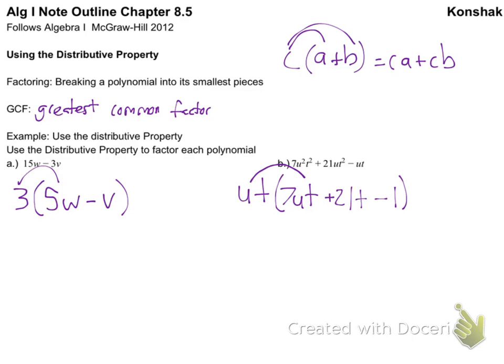Multiply it back through. Ut times 7ut is 7u squared t squared, yeah? Ut times 21t is 21ut squared. Awesome. And negative 1 times ut is negative ut. That is our answer. We factored. We're good to go.